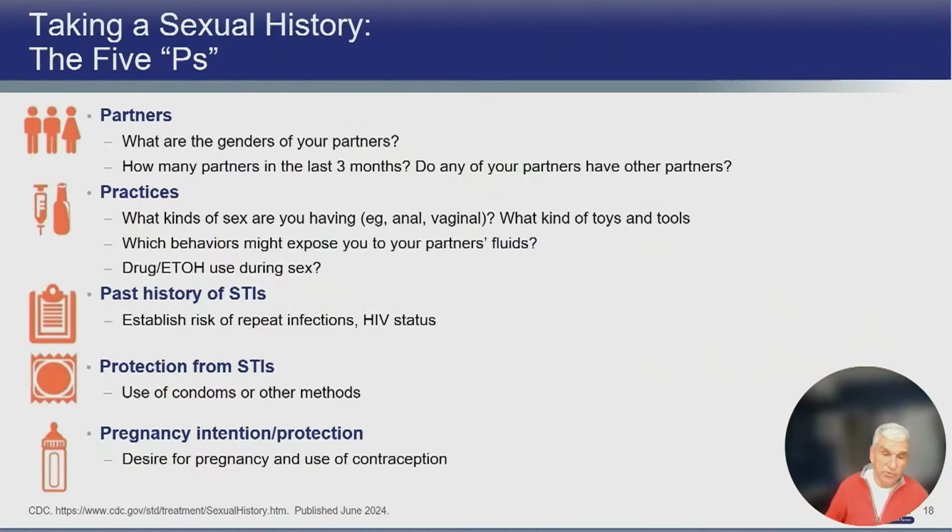So for a sexual history, instead of the HEADS acronym, we're going to use the 5 Ps. And the first one is partners. What are the genders of your partners? How many partners did you have? Do your partners have other partners?